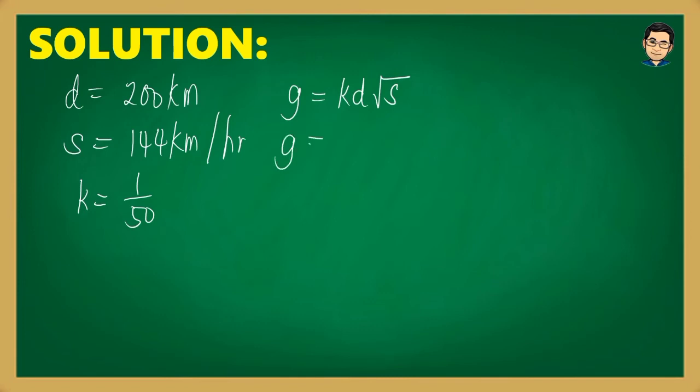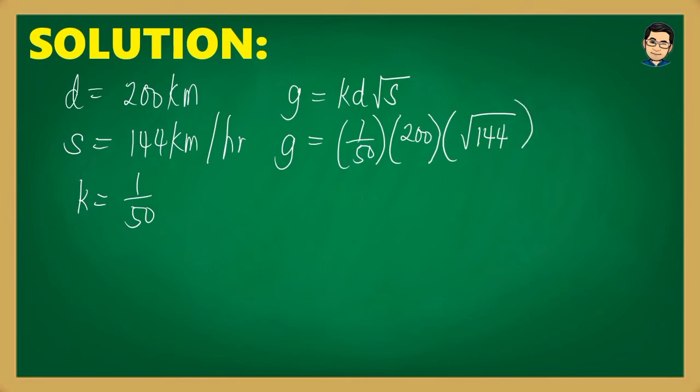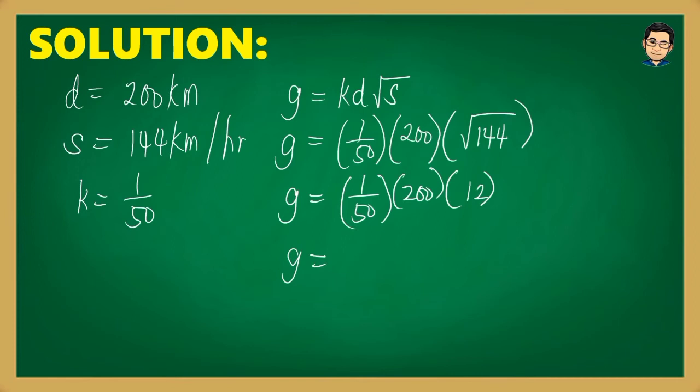So, G is equal to K, that is 1 over 50, times the value of D, which is 200, and then the square root of speed, that is 144. Next, G is equal to 1 over 50 times 200 times the square root of 144, that is 12. So, yung mga square root po na yan, perfect squares po sila. So, and then, multiply lang natin. Pwede natin i-cancel yung 50 tsaka 200. So, this will become 1. And then, this will become 4.